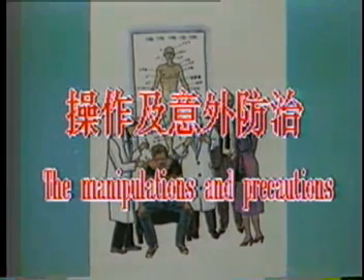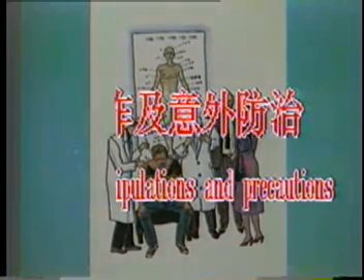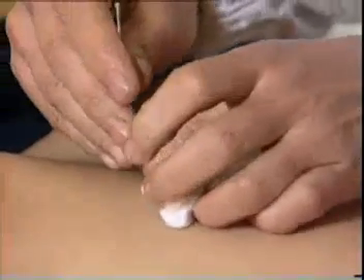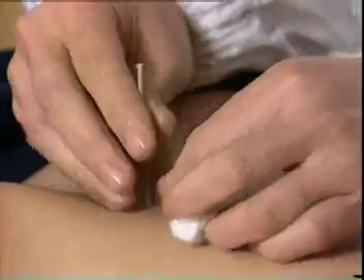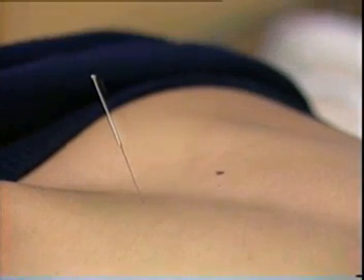Since the lung lies under the point, the depth of the perpendicular puncture should be controlled to within 1 寸, even though the thoracic wall is thick. The safest direction to insert the needle would be toward the vertebra.